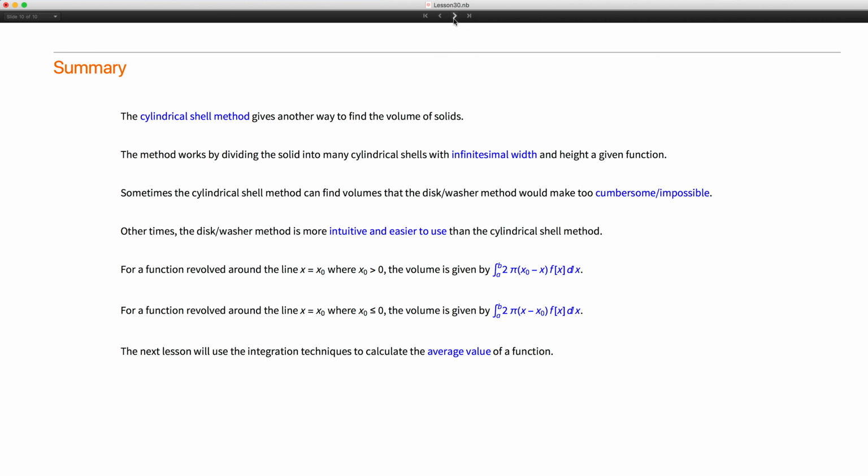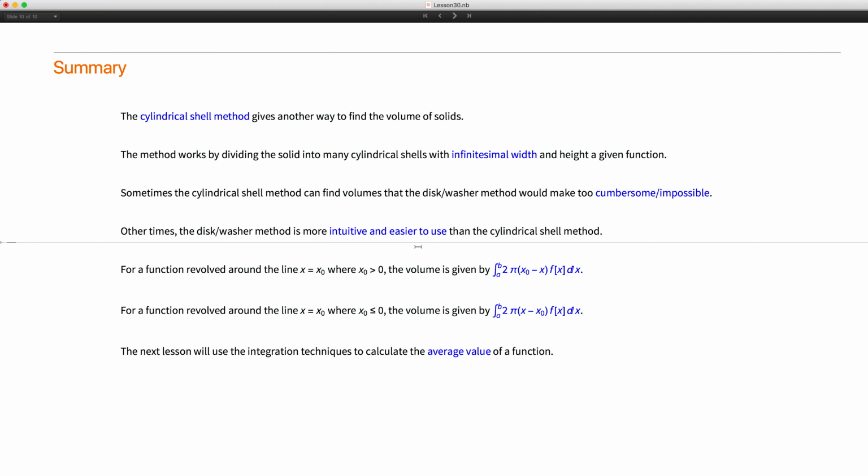Okay, so that brings me to the end of the lesson. So basically what we learned is that the cylindrical shell method is another nice way of finding the volume of solids. This method works by breaking up the solid into cylindrical shells. Those shells are very, very thin, and the height of the shell is the value of the function. So sometimes you'll find that the cylindrical shell method is much easier, and it will be very cumbersome or even impossible to apply the disk washer method. But other times you might find that the disk washer method is a lot easier to understand and use, so you might prefer that.